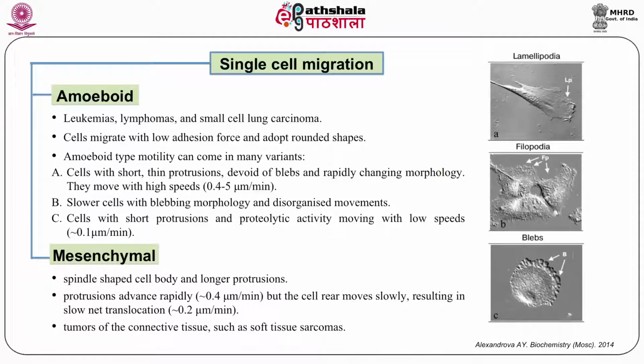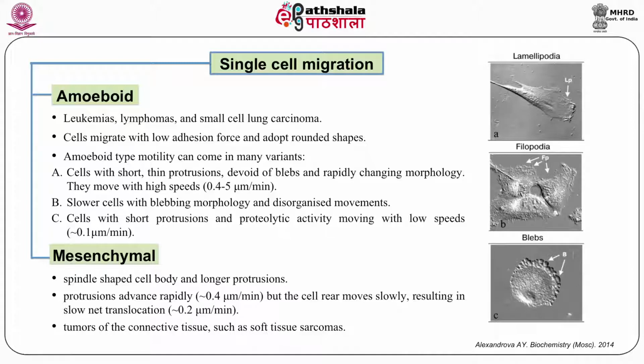So let's talk in detail about single cell migration, which is of two types, the amoeboid and the mesenchymal. Amoeboid type of single cell migration is seen in leukemias, lymphomas and small cell lung carcinoma. The cells migrate with low adhesion force and adopt a rounded shape. The amoeboid type motility can come in many variants: cells with short thin protrusions devoid of blebs and rapidly changing morphology, or slower cells with blebbing morphology and disorganized movements. They can also be found as cells with short protrusions and proteolytic activity moving with slow speeds.